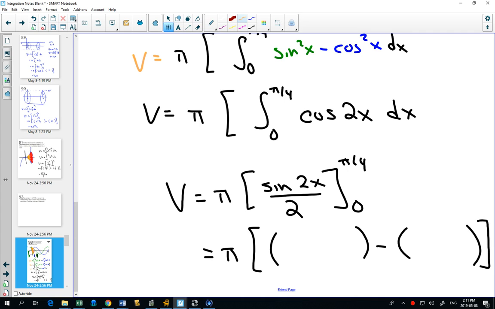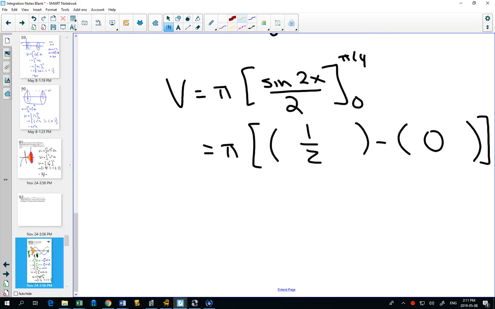Plug in pi over 4, you'll get sine of pi over 2, which is 1, over 2, minus sine of 0, which is 0. And so our final volume is pi over 2.